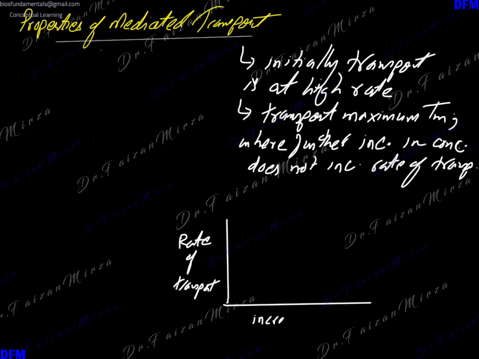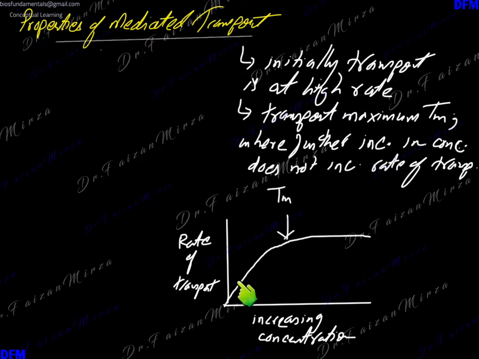So if you draw a graph of increasing concentration on the x-axis and the rate of transport on the y-axis, we see that the graph is very steep initially, showing a very high rate of uptake, but then a Tm or transport maximum is reached, where increasing the concentration of that substance around the cell would mean that the diffusion gradient is very steep. But since all the mediating transport protein channels or carriers are occupied, irrespective of how much you increase the concentration, the rate of transport uptake cannot go beyond this.